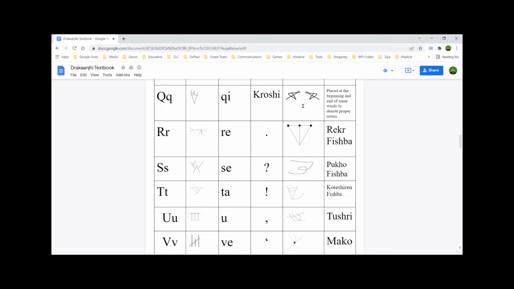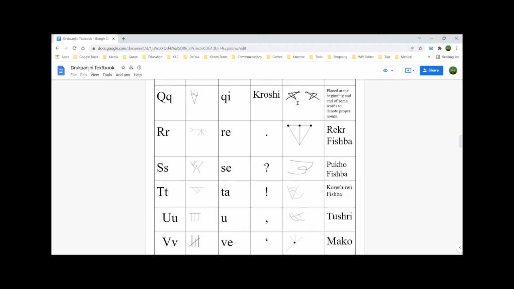So the first symbol I want to direct your attention to are these two symbols known as kroshi. These symbols are unique to Drakaanjhi because the Drakaanjhi alphabet does not have lowercase or capital letters. The letters all remain the same size. So, how do you tell what word is a proper noun? Well, you use these, the kroshi symbols.